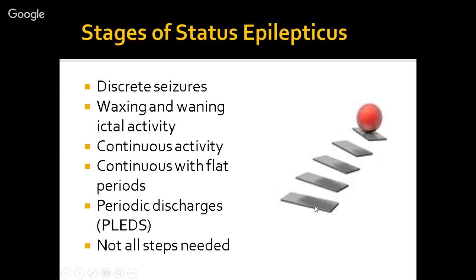And notably, last little point here, not all steps are needed in this cascade. It should be going downwards. You can start right at the bottom if you want. It depends on what the stimulus is to the brain. So oftentimes, hypoxic injury will go straight into PLEDs.